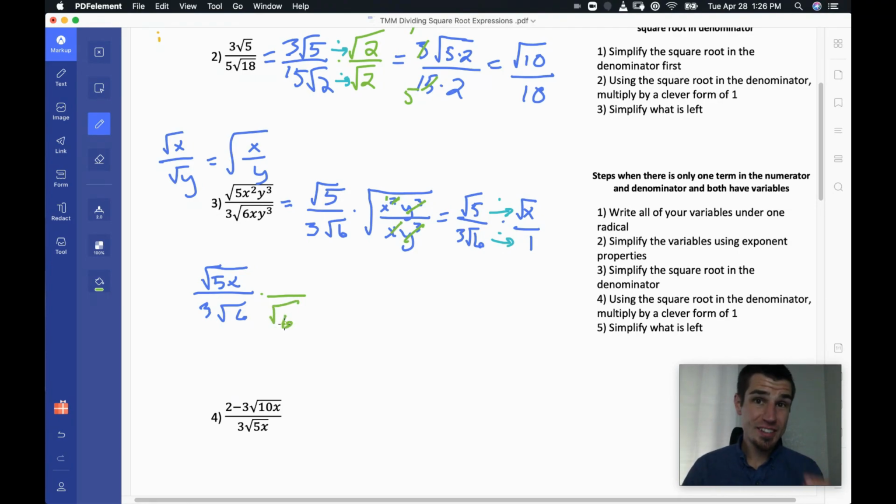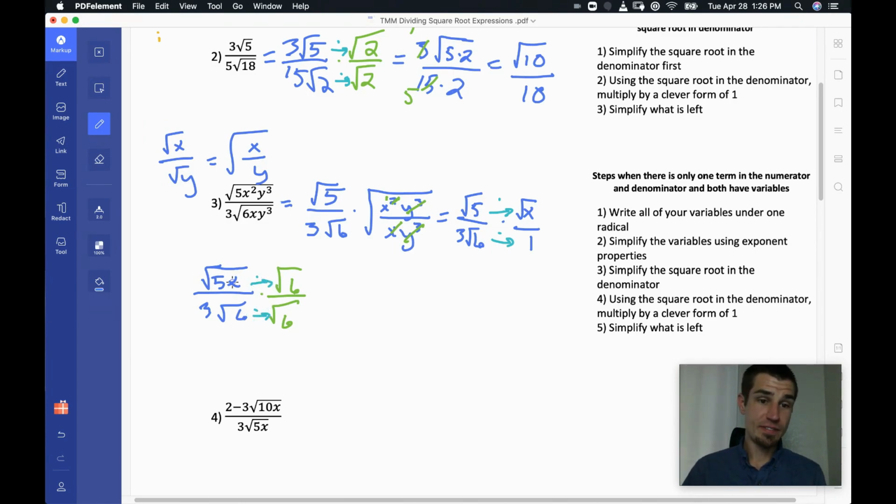Remember, if we need a square root of 6 on the bottom, in order to make this a clever form of 1, we need a square root of 6 on the top, because this divided by itself is 1. We're not changing the expression, which is key. So then once again, we multiply across. Gonna follow our fraction rules.